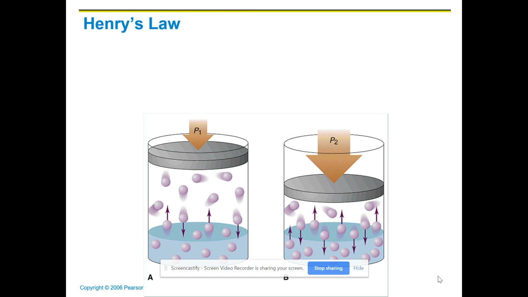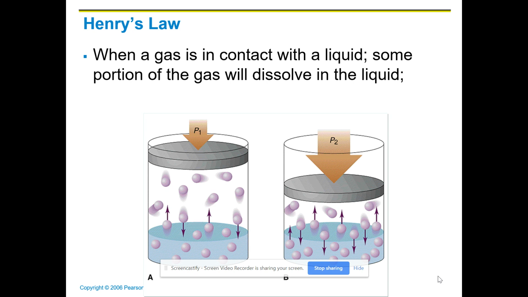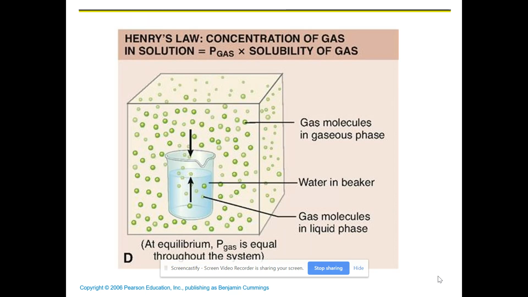If we change the pressure by changing the volume, remember Boyle's law, if we push down on this, pressure is going to go up. Well, as the pressure goes up, more and more of that liquid is going to come in contact with our gas. And so more and more of the gas is going to become dissolved in the liquid. So what Henry's law says is that the amount of a gas dissolved in a liquid is proportional to the pressure of the gas over the liquid.